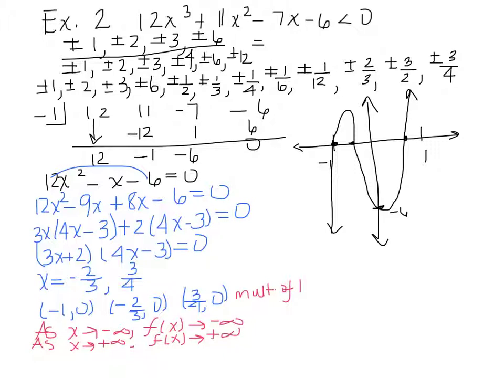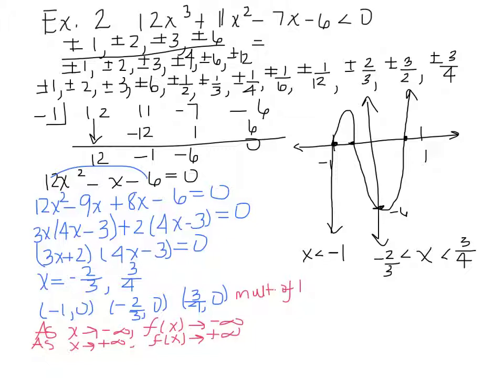Okay, so here we're looking for all the x values that make the polynomial smaller than 0. So if you notice, anything to the left of negative 1, the y values would be smaller. Anything between negative 2/3 and 3/4, all my y values are smaller than 0. And anything else in between or outside of that will not work.